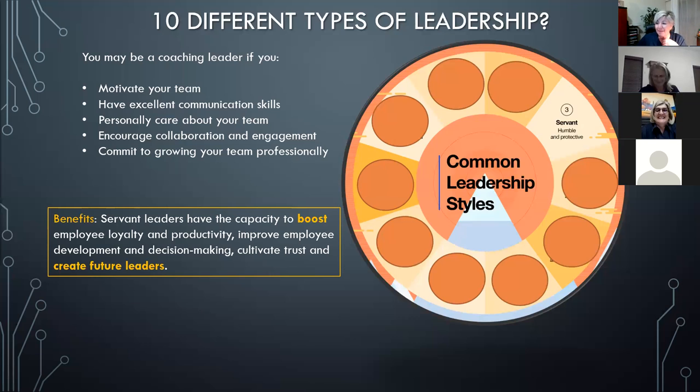Clearly not me. Benefits of a servant leader: servant leaders have the capacity to boost employee loyalty and productivity, improve employee development and decision-making, cultivate trust, and create future leaders. Isn't that powerful? I think that's really powerful, but not you and I, okay? We have a lot of other traits, but not those ones.